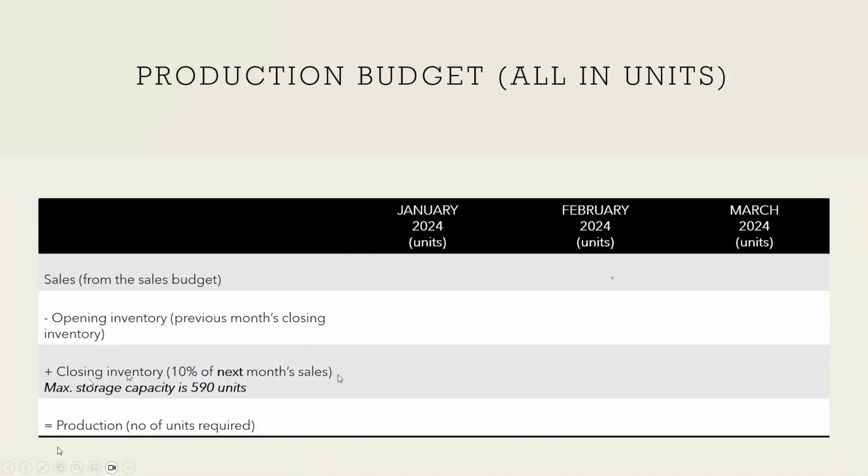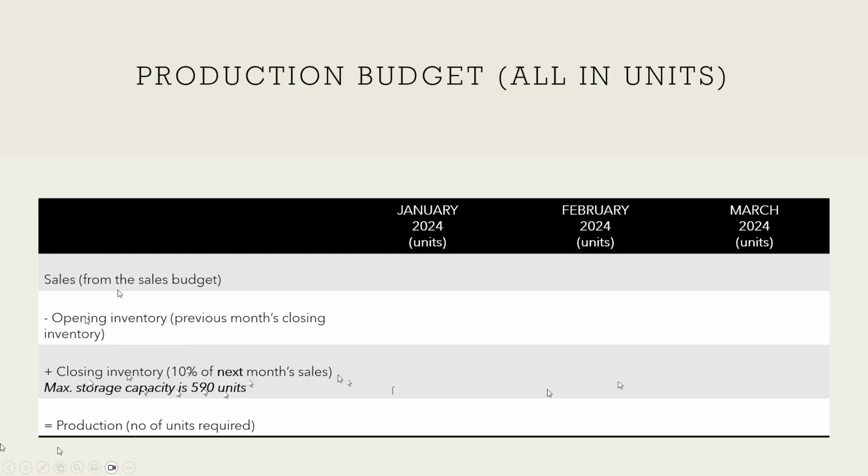Now, if we've got the sales units for the following months, our closing inventory is going to be 10% of the next month's sales in units, provided that doesn't go above 590 units. Now, if 10% of next month's sales is higher than 590, we will need to reduce closing inventory. We'll need to cap it at 590 units.